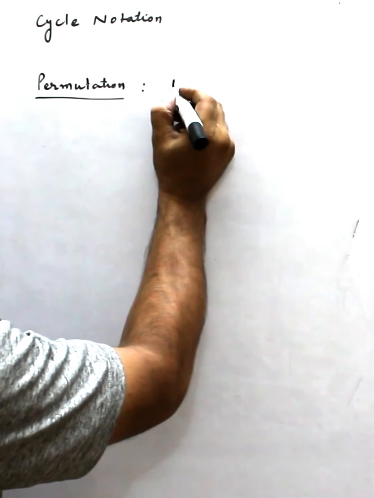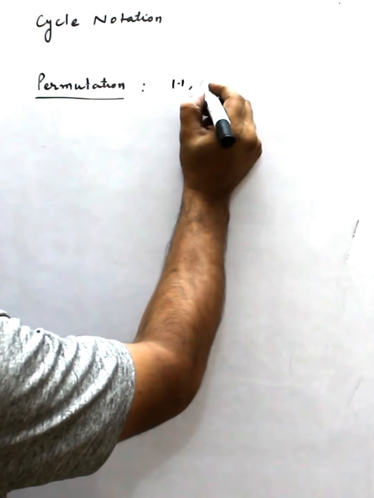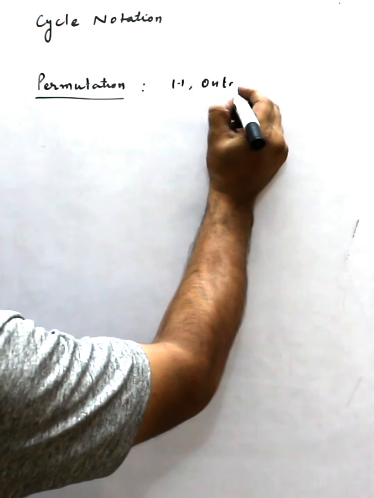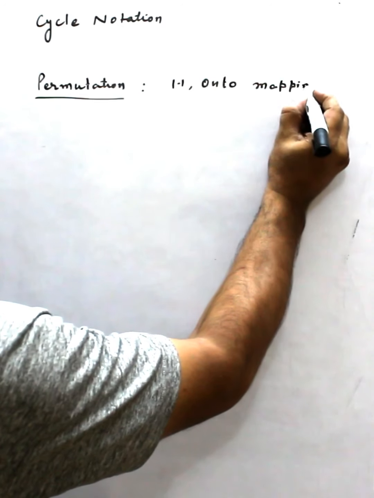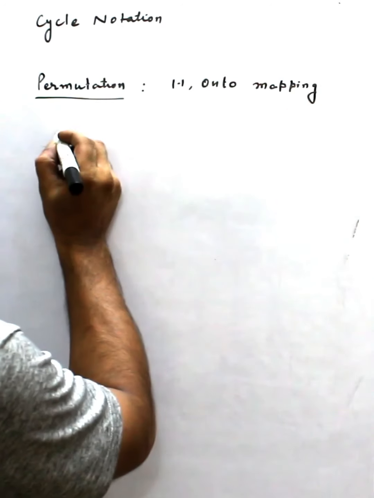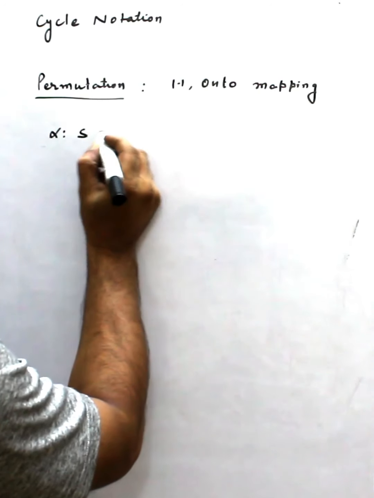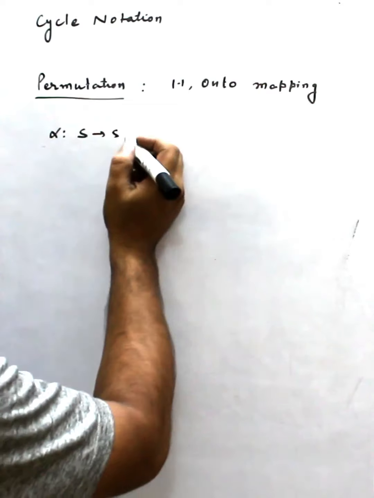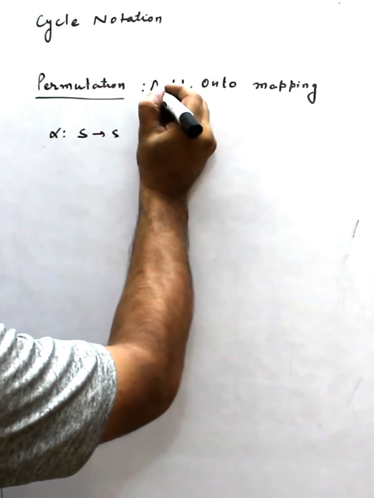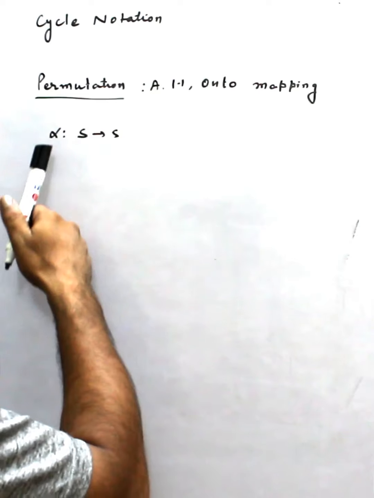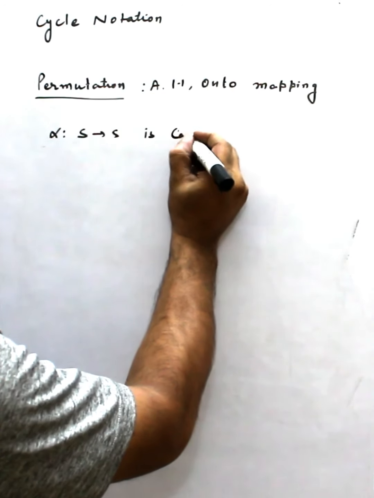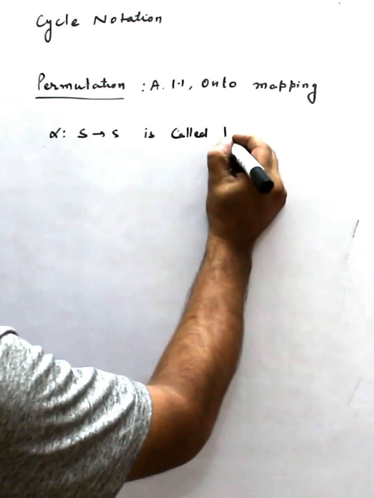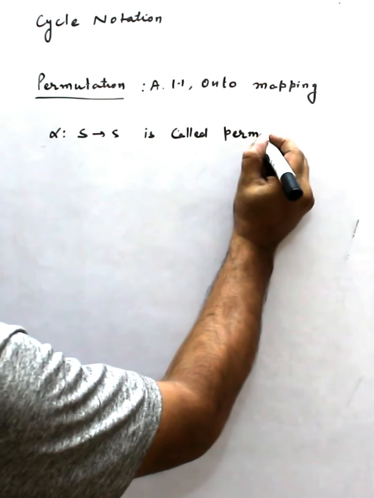Permutation is a 1-1 onto mapping. A 1-1 onto mapping alpha from a finite set S to S is called a permutation.